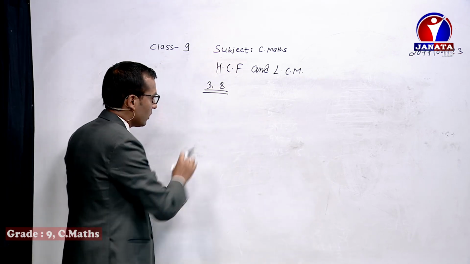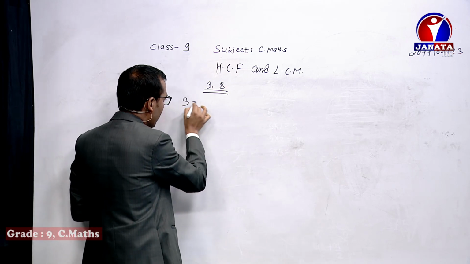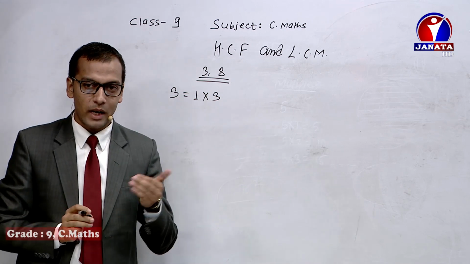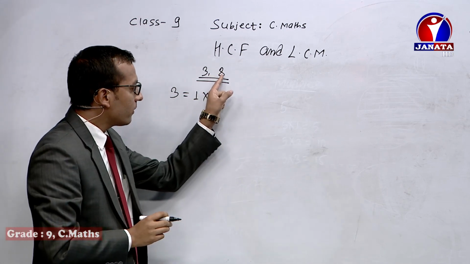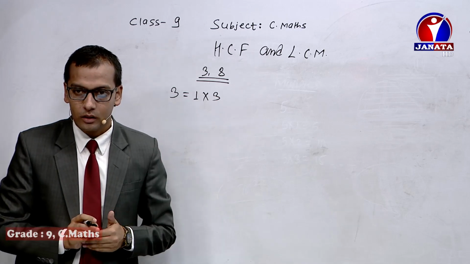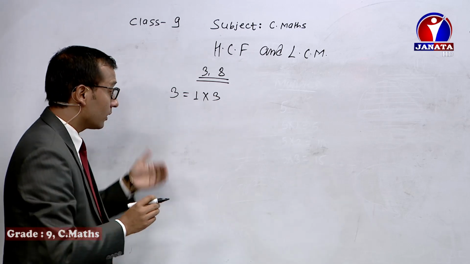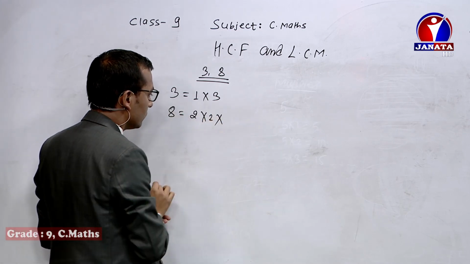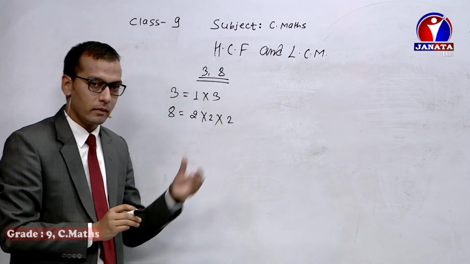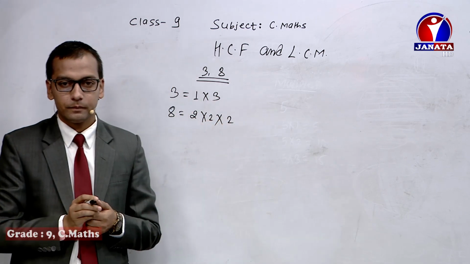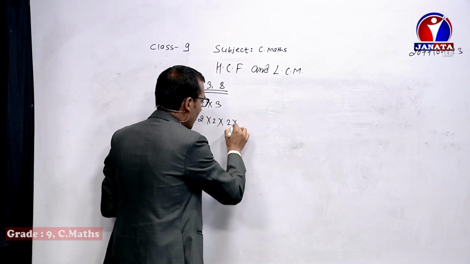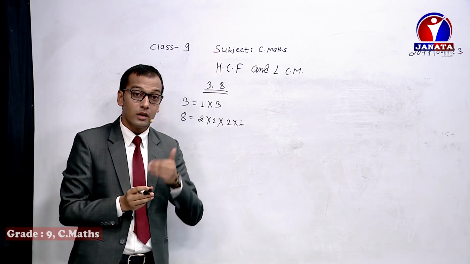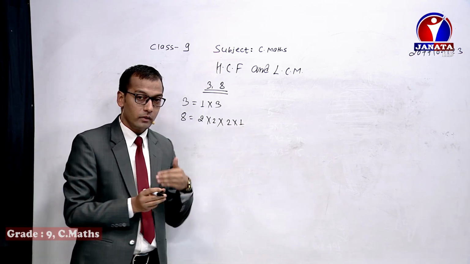So here I am writing the factors of 3. What are the factors of 3? 1 times 3. 3 is a prime number. Similarly, what are the factors of 8? We can factorize it. 8 is 2 times 2 times 2. These are prime numbers. 2 is a prime number. And obviously 1 is a factor of each number. 1 is a factor of each number.